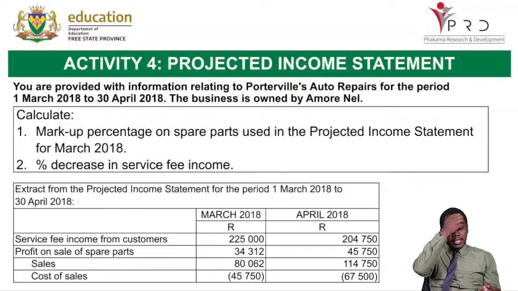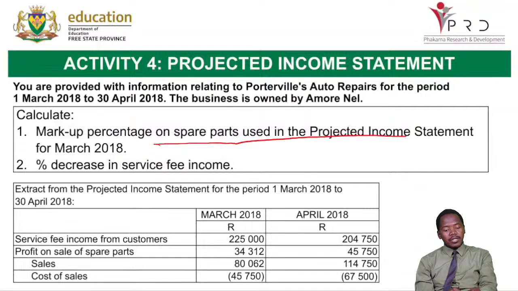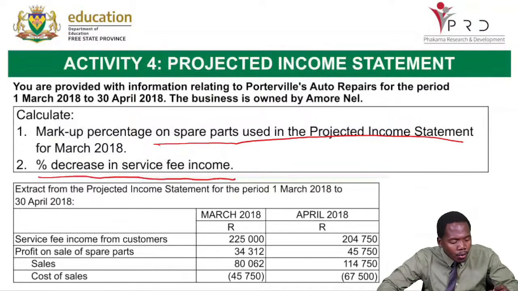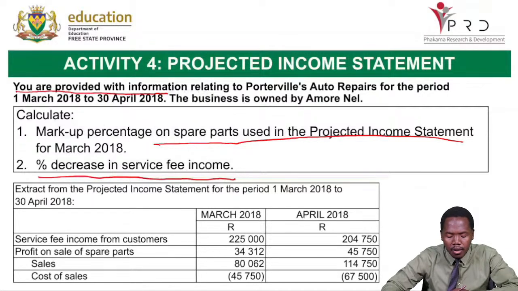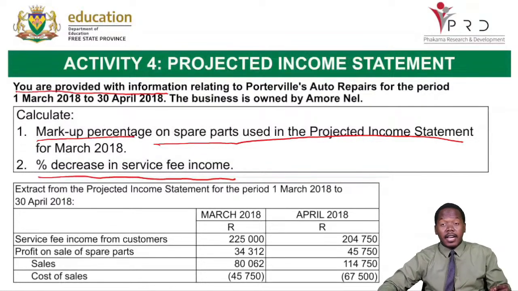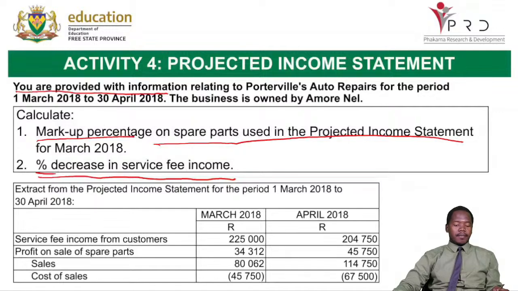Now, let us look at another activity. Here, we need to calculate the markup percentage on the spare part used in the projected income statement. After that, calculate the percentage decrease in service income. So here, we are provided with information relating to Portville Auto Repairs for the period of 1 March 2018 to 30 April 2018. The business is owned by Amornel. First question, we calculate the markup. Second question, we calculate the percentage decrease.